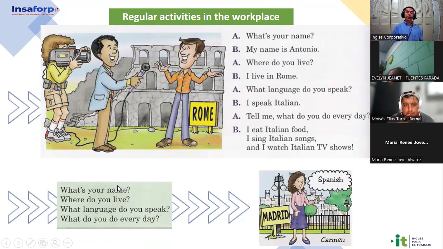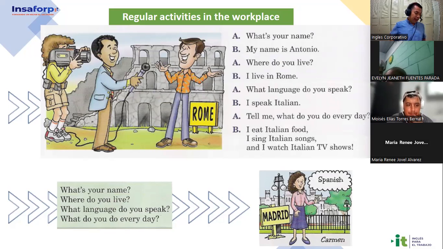Right. Let's talk about Carmen, right? So what's your name? My name is Carmen. No, sorry. My name is Carmen. Where do you live? I live in Madrid. Madrid, correct. What language do you speak? Spanish. I speak Spanish, correct. What do you do every day? I eat Spanish food. I sing Spanish songs and I watch Spanish TV show. Excelentoso. Thank you very much.